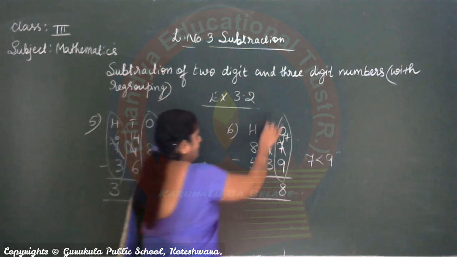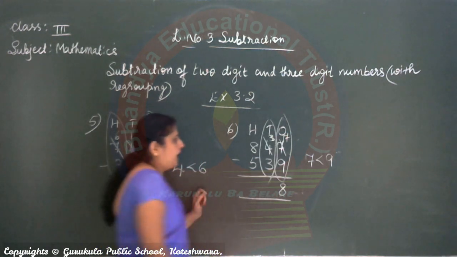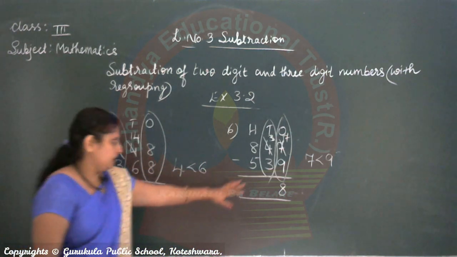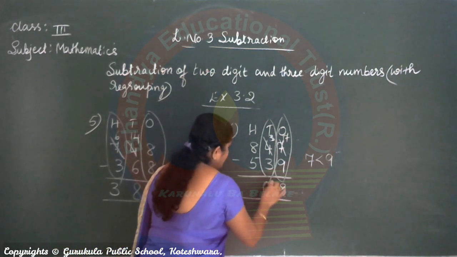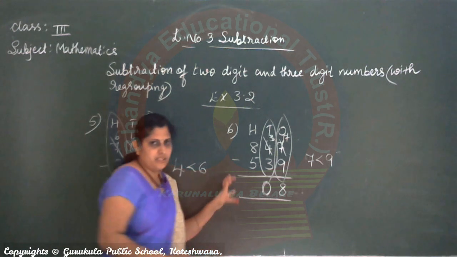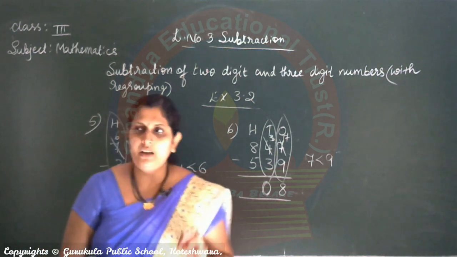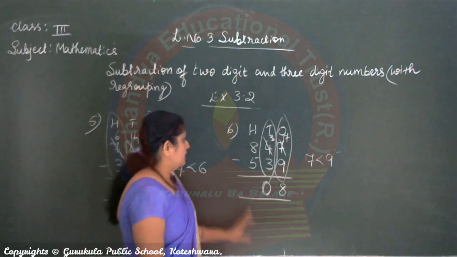Now next, go through the tens column. So 3 minus 3. Correct? So that is 0. As I have already told you, the same number minus the same number will be 0. So 3 minus 3 is 0.